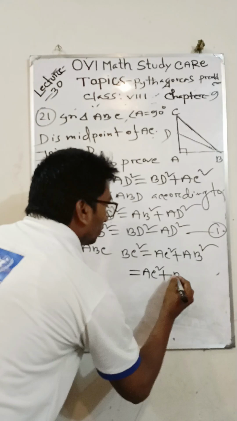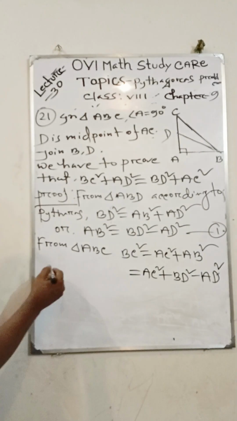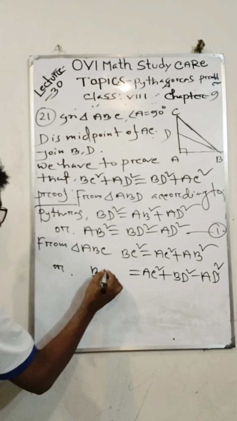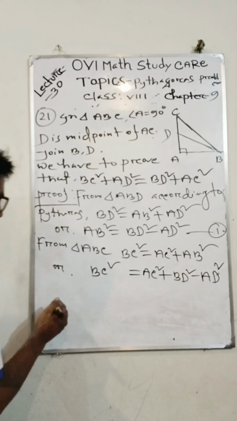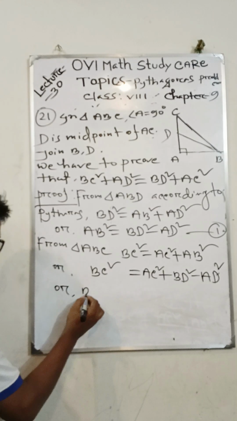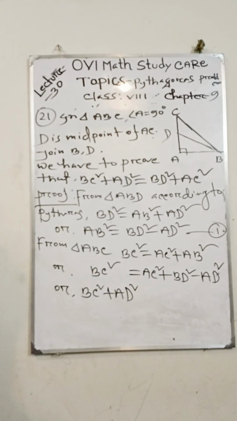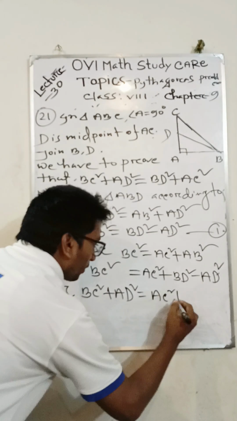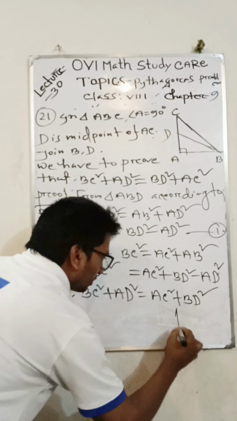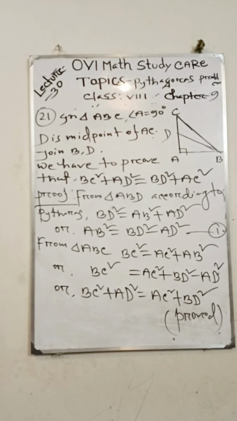Replacing AB square, we write BD square minus AD square, so BC square equals AC square plus BD square minus AD square. If we transfer AD square to the left side, then we get BC square plus AD square equal to AC square plus BD square. Hence proved. This is our proof.